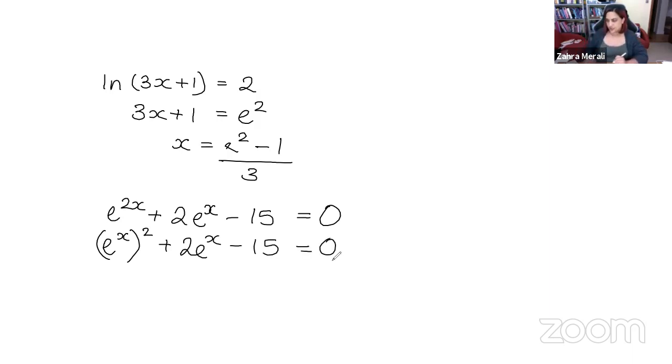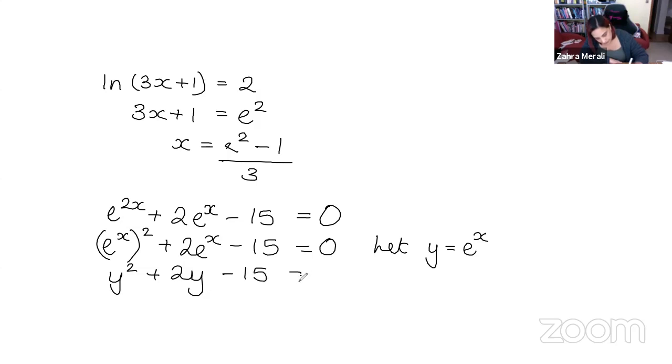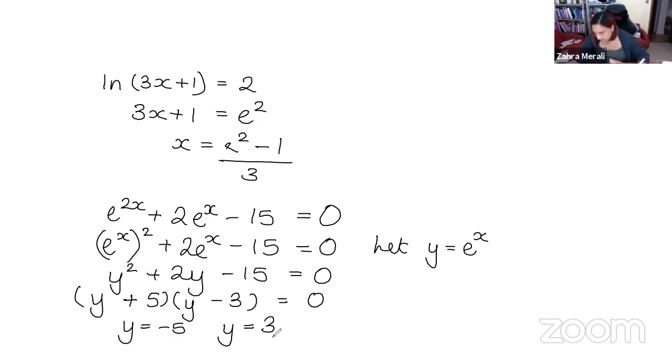Now you've got two options here. You can go straight for factorizing, or you can pick a letter, y = e^x. So you get y squared + 2y - 15 = 0. If I factorize that in terms of y, I'm going to get 3 and 5, so plus 5, minus 3. So y = -5, y = 3, which tells me e^x = -5 or e^x = 3.